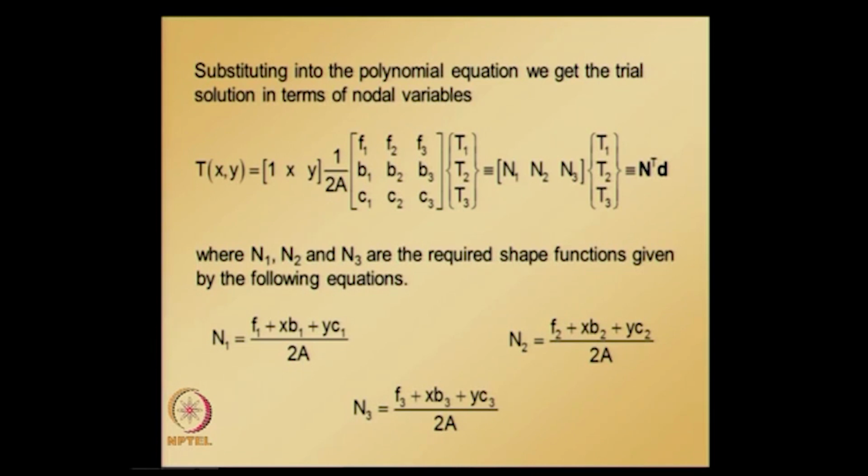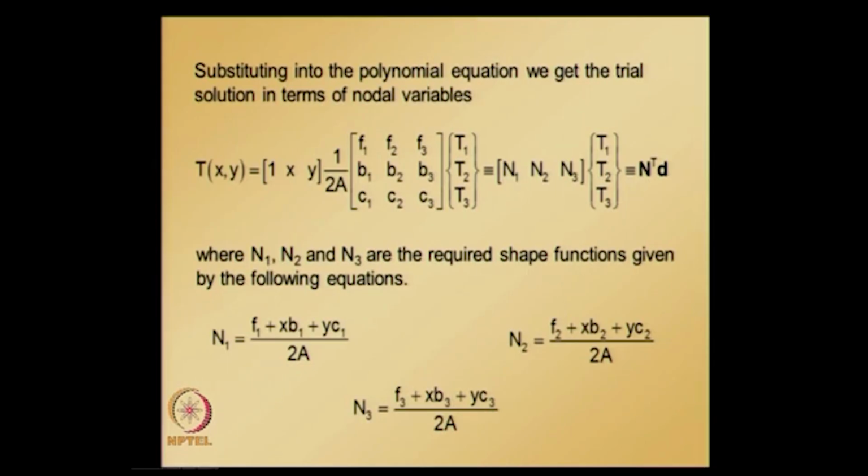Since all these F's, B's and C's depend on the coordinates of the nodes of the 3 node triangular element, this can be easily computed once the coordinates of the nodes are known. And if you see, N1, N2, N3 are linear in terms of x and y. So, that is why the 3 node triangular element is also called the constant strain triangular element, since N1, N2, N3 are all linear in x and y.